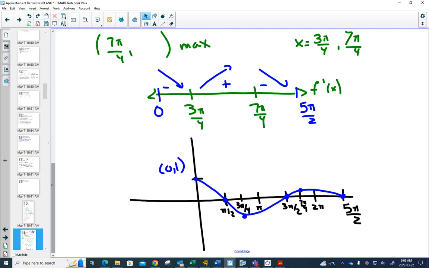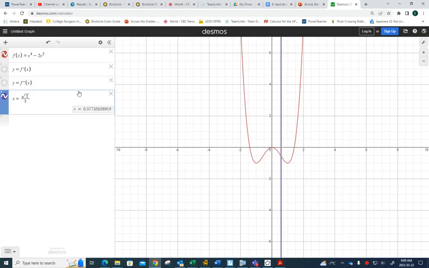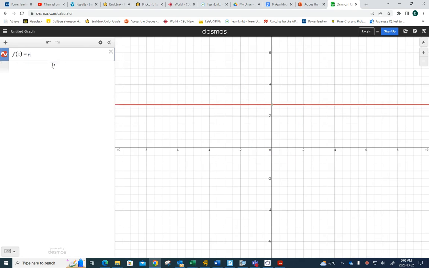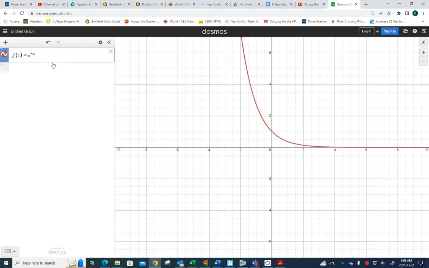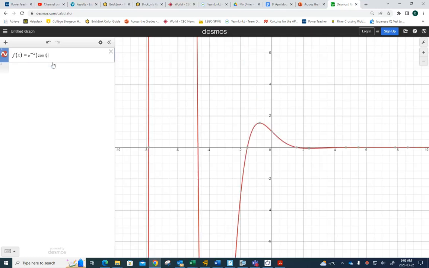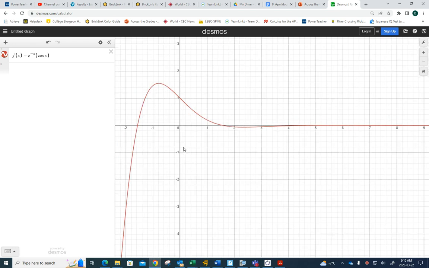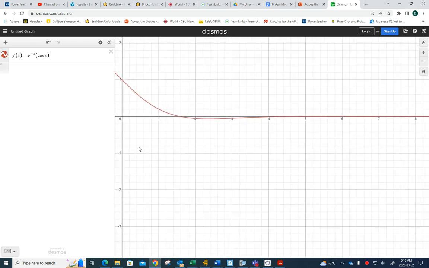Now going to Desmos. Can easily push the x's to erase graphs. We want e to the exponent of negative x, bracket, cos x. And what we're concerned about was between 0 and 5 pi over 2.